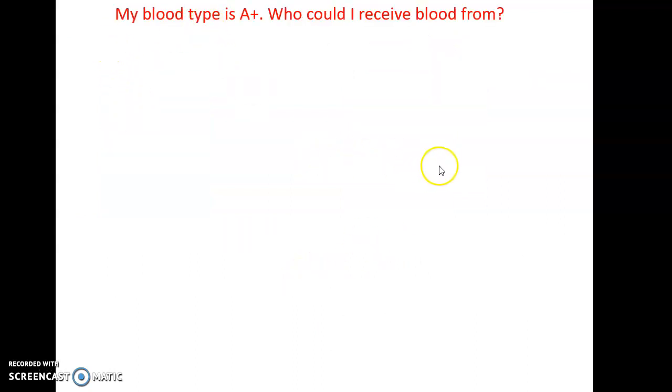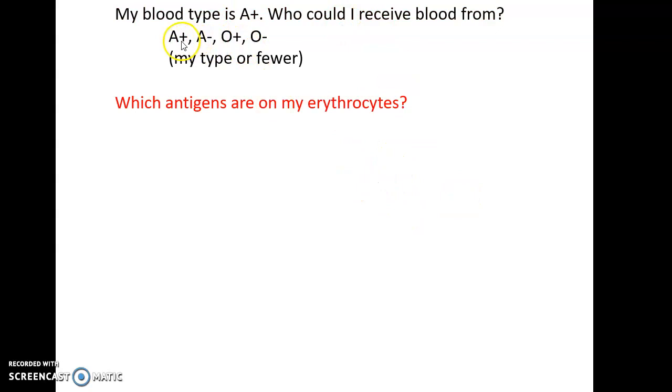So my blood type is A plus, or A positive. Who could I receive blood from? Pause the video if you want to think about this. The answer is I can receive blood from someone who's A positive, who matches my blood type, someone who's A negative, someone who's O positive, and someone who's O negative. So I can receive blood from anyone who has the same antigens as I or less.